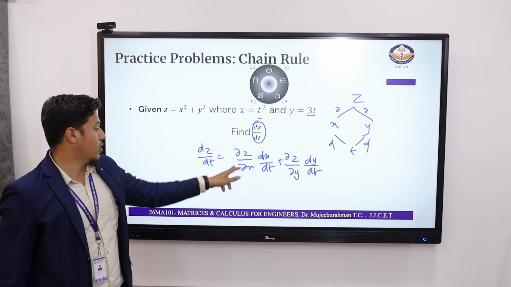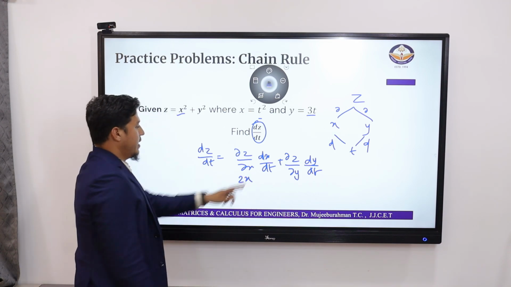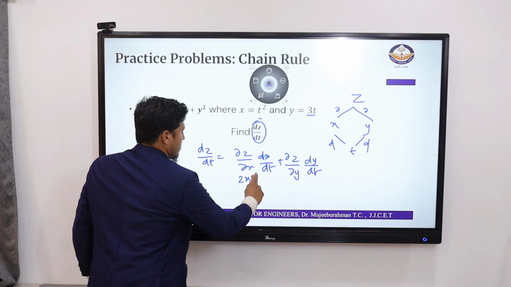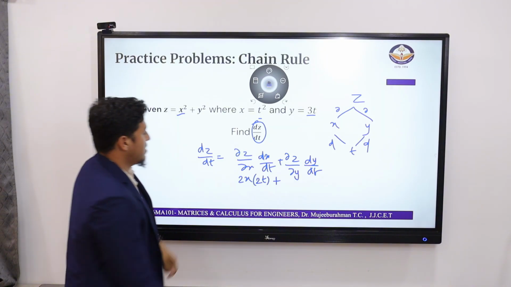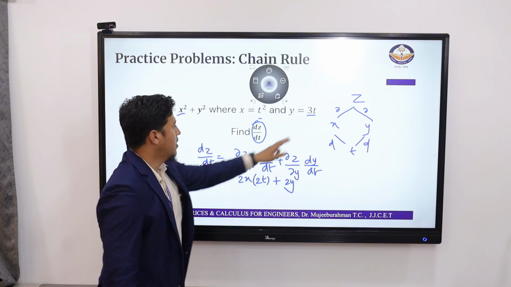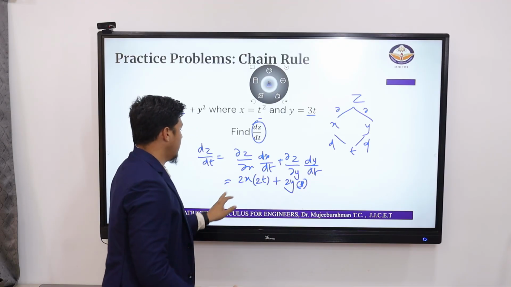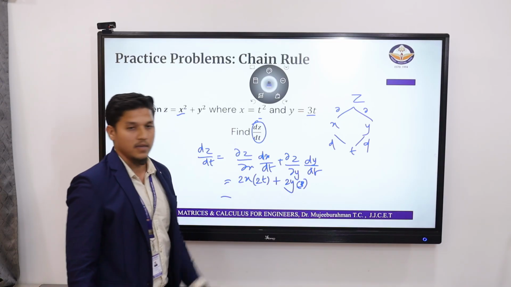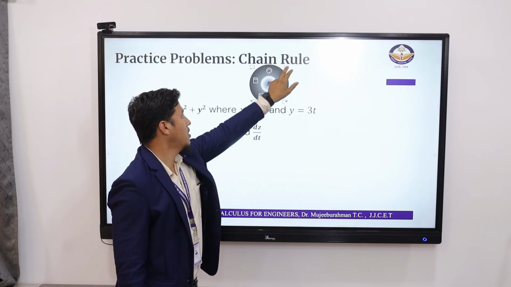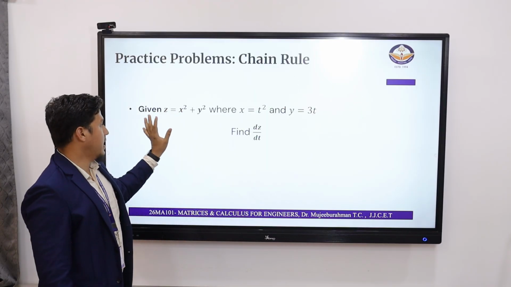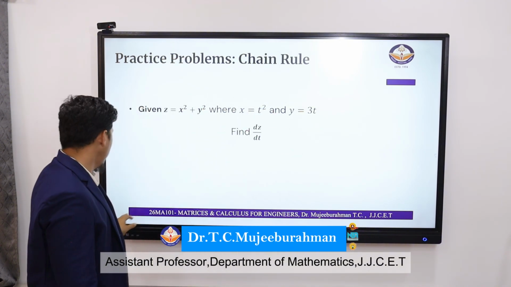Next, easily you can find ∂z/∂x. What is ∂z/∂x? X square becomes 2x. Dx/dt, with respect to t, it is 2t. ∂z/∂y: x is completely constant, y square becomes 2y. Dy/dt, 3t becomes 3. That's all. Just simplify this and we'll get the final answer. This is 4xt plus 6y. That's it. So this is how we use the chain rule, even when more than one variable is inside the same function.